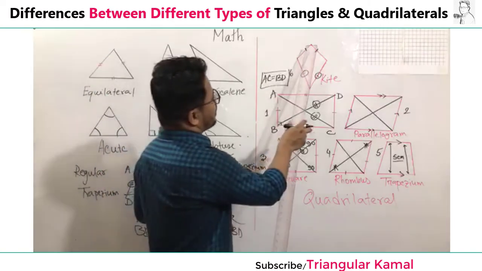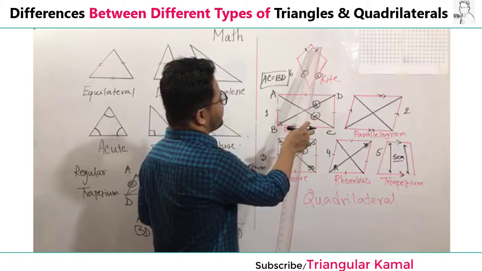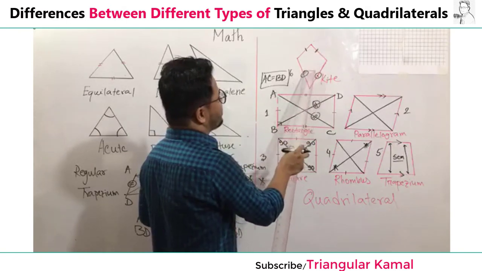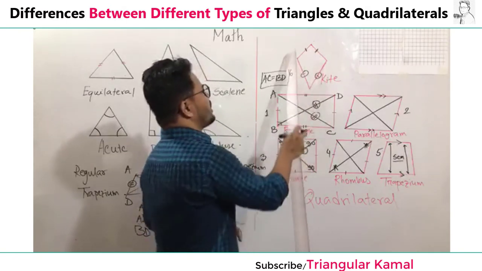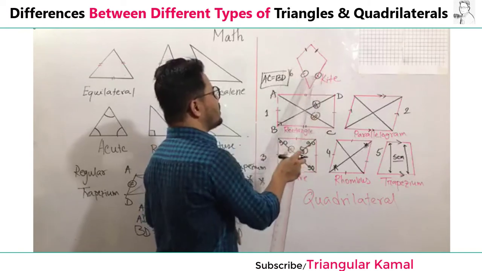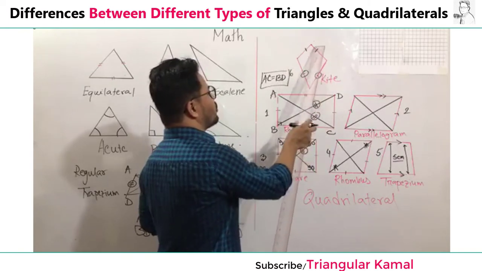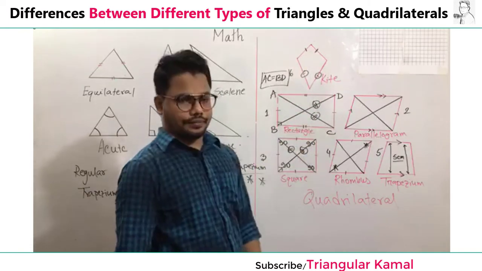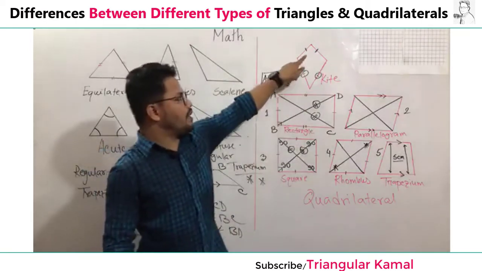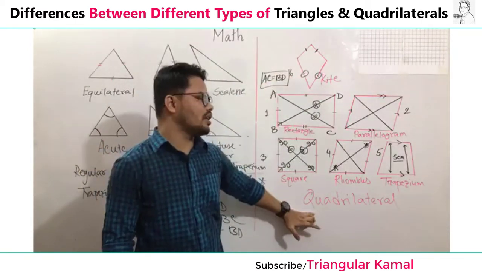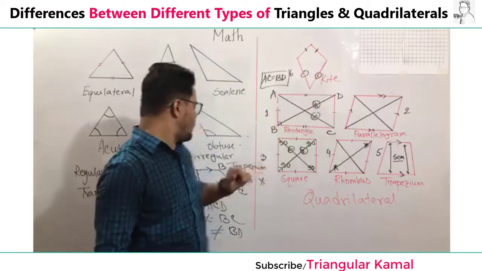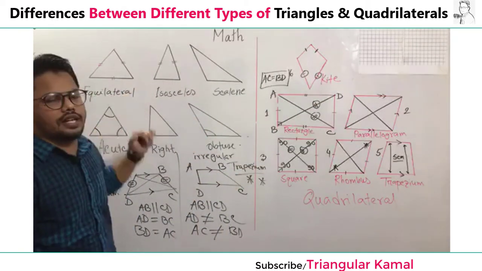In a kite, there are two pairs of adjacent sides, and each pair of adjacent sides will be equal. This is also a special type of quadrilateral. So 6 types of quadrilateral and 6 types of triangle are done.